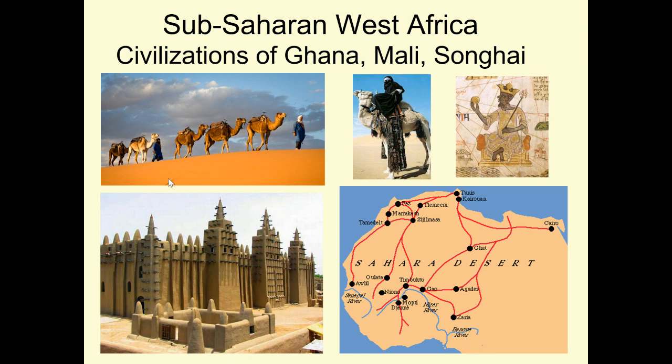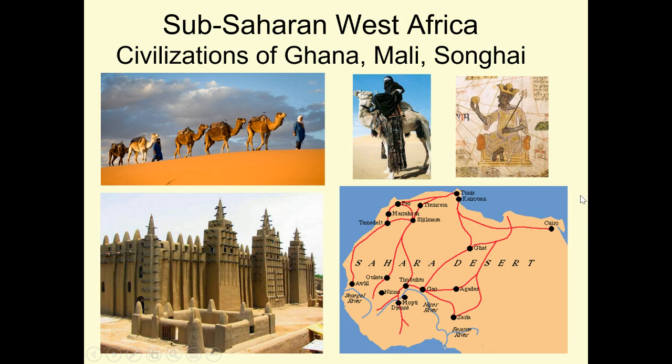And of course, camels, being perfect for this type of terrain, are what helped traders. The civilizations that we see there listed called Ghana, Mali, and Songhai, all of those were trade empires in and around this area called sub-Saharan West Africa. If you look on the map, you'll see one of the cities sort of right here called Timbuktu. Timbuktu was an amazing city.